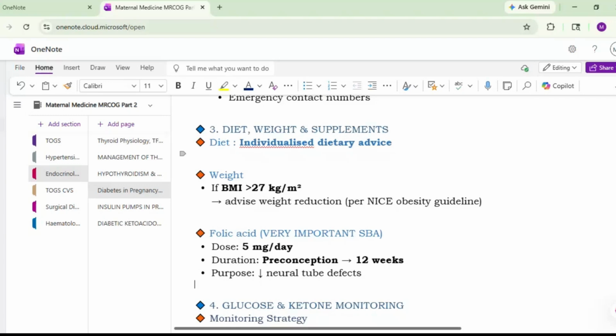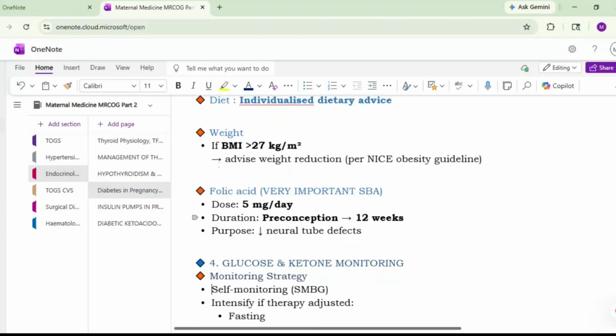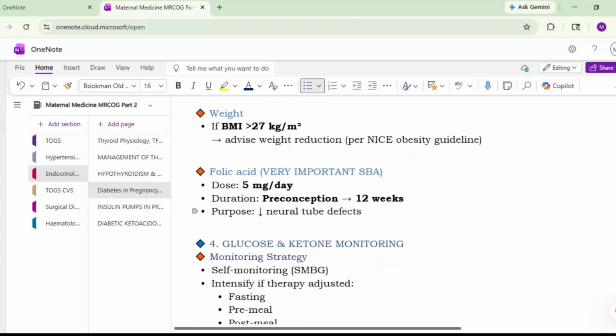Then further, there may be another option of folic acid also. Low dose or high dose may be given, but the first and most significant thing will be advised weight reduction. Then folic acid 5 milligram per day, from preconception to 12 weeks, should be given. That reduces the neural tube defect incidence.